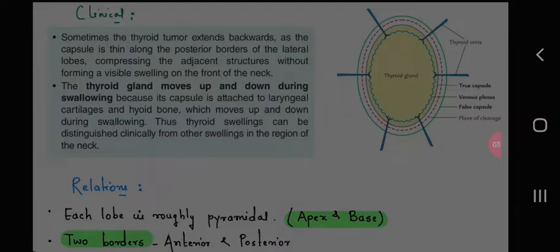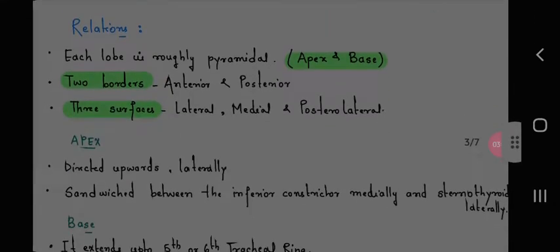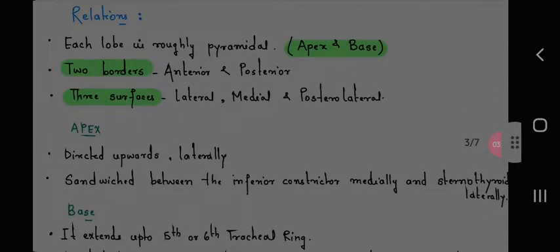The thyroid gland moves up and down during swallowing because its capsule is attached to laryngeal cartilages and hyoid bone, which move up and down during swallowing. Thus, thyroid swellings can be distinguished clinically from other swellings in the region of the neck. Thyroid gland, thyroid veins, true capsule, venous plexus, false capsule formed by pretracheal fascia and true capsule by fibrous capsule, plane of cleavage.